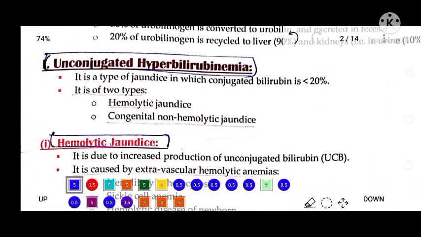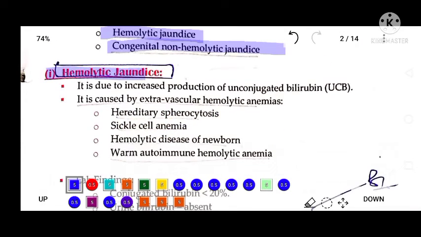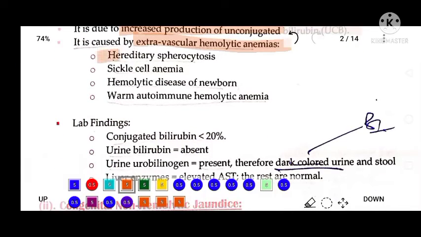Now we will look at unconjugated hyperbilirubinemia. There are two types of unconjugated hyperbilirubinemia: hemolytic jaundice and congenital non-hemolytic jaundice. We will be looking at these. Hemolytic jaundice is increased production of unconjugated bilirubin, meaning extravascular hemolysis occurs, and extravascular hemolysis includes many causes. I will not tell you every single cause because it will divert your mind.